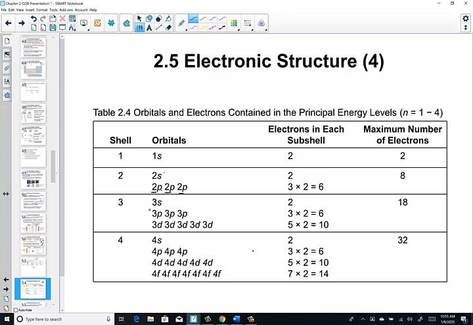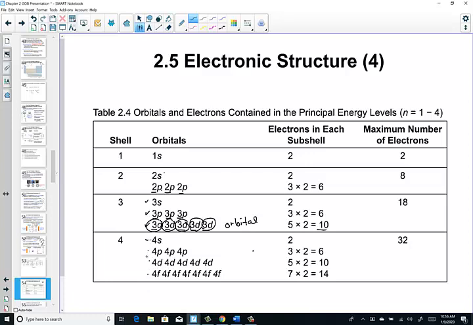In the third energy level, we have an S, a P, and a D-shaped orbital. The S has 1 spatial orientation, the P's have 3 spatial orientations, and the D has 5 different spatial orientations. Each one of those represents an orbital. If each one of these orbitals can hold up to 2 electrons before they're maximized full, that's where we're getting 10 electrons.